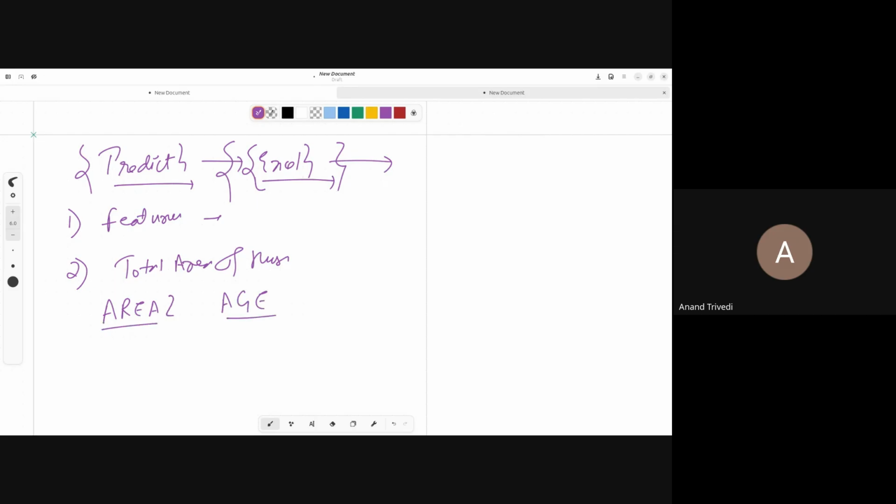This is for us to work on in Excel. Area and age, and I'll give you this Excel. Don't worry, you can sit back and use these formulas and work yourself. So basically, I have some original price, and I want to reach towards a predicted price. This will be our example one.